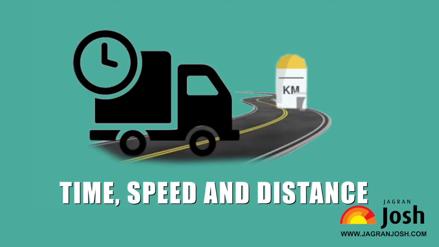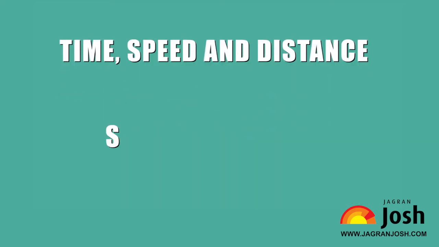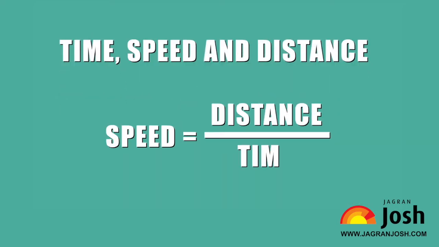The basic concepts of time, speed and distance revolve around its formula. Speed is equal to distance upon time. For example, if you know the speed of any vehicle and the distance covered by that vehicle, then you can easily calculate the time taken for the entire journey by using the above formula.